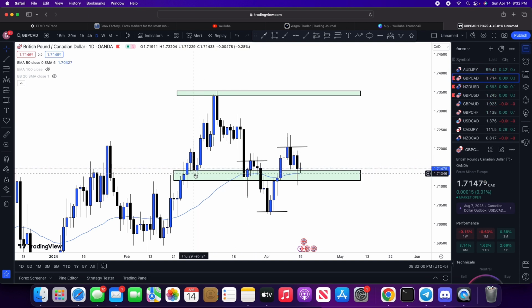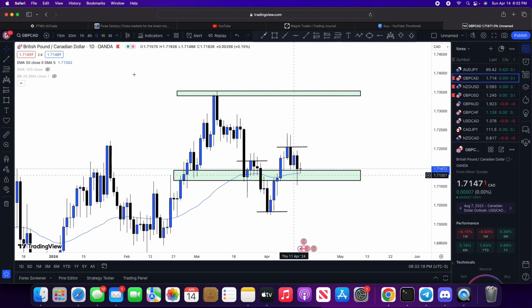We've had a reaction at this level, price entered this level, and then we had a very strong reaction to the upside. And we also have that inverted head and shoulders. We could possibly have that right shoulder forming right now. We also have that 50 EMA right underneath price. We've had a very strong wick rejection.